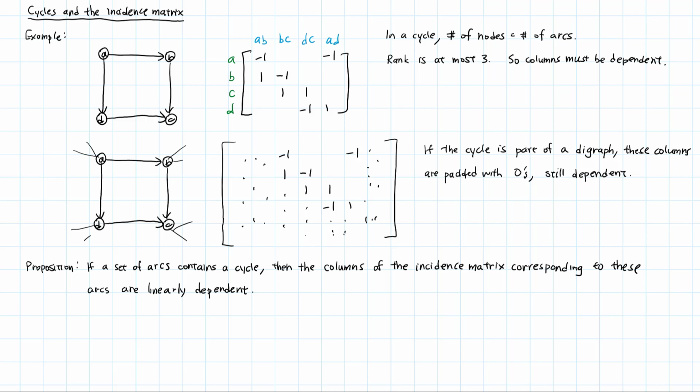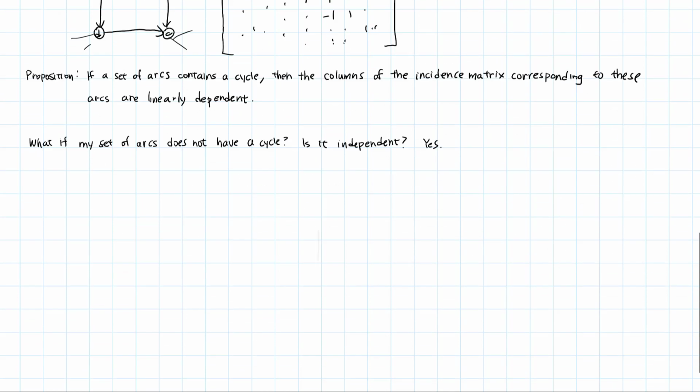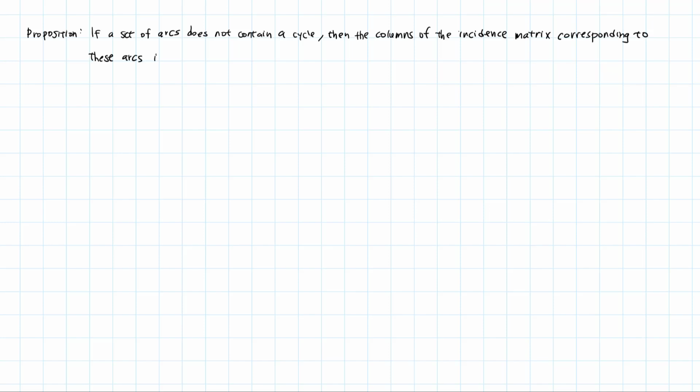So if we have a cycle, then the columns are dependent. But what if we do not have a cycle? Then, as it turns out, these columns must be linearly independent. And that leads to our next proposition. If a set of arcs does not contain a cycle, then the columns of the incidence matrix corresponding to these arcs are linearly independent. The proof here is trickier, and we will provide a sketch of this proof.